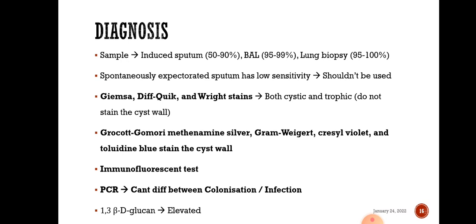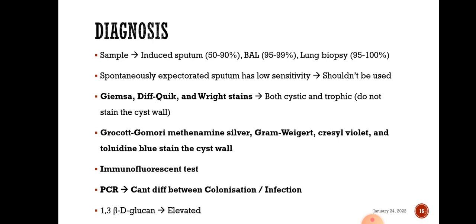Giemsa, Diff-Quik and Wright stain can be used. These will stain both cystic and trophic forms, but they do not stain the cyst wall. Then Grocott, Gomori methenamine silver, Gram-Weigert, cresyl violet, toluidine blue. Toluidine blue is the staining method of choice which is usually suggested; these will stain the cyst wall. And as I mentioned, Gomori methenamine silver will have the typical ping pong ball appearance.